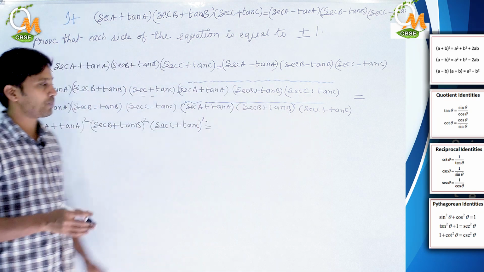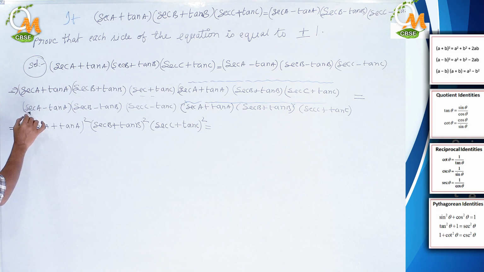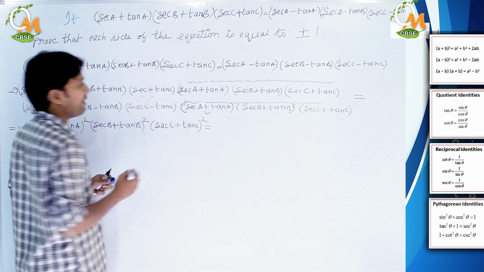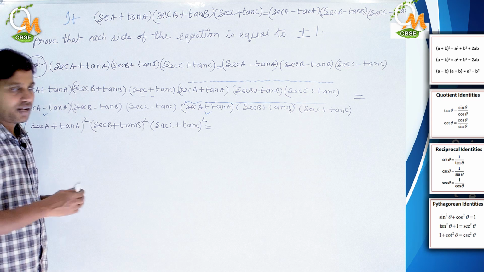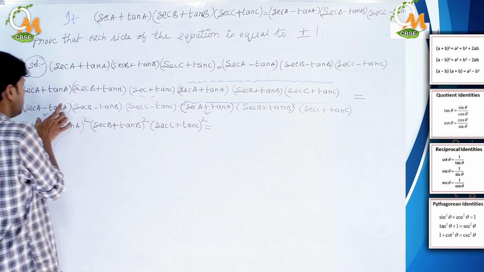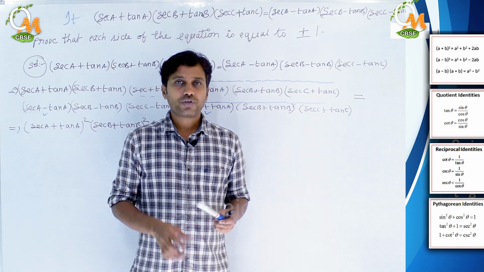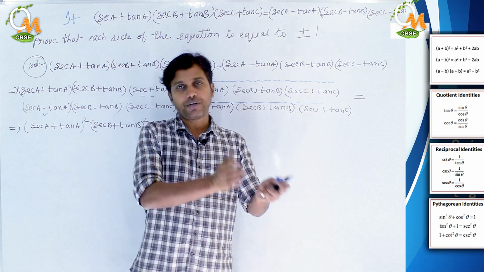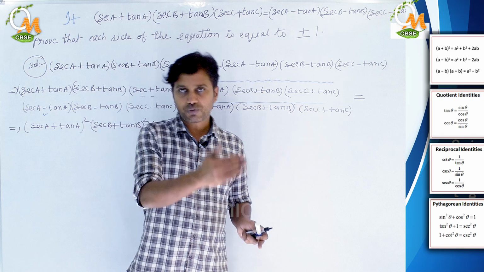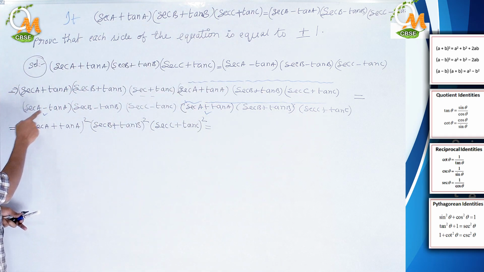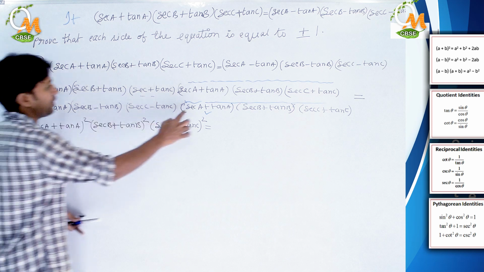Now coming to the RHS part. Secant A minus tan A is there. Let me show you here. Secant A minus tan A into secant A plus tan A, we can multiply, or not? For our convenience we are multiplying these two. This is in the form of A plus B into A minus B, which can be written as A square minus B square. Here A would be secant A, B would be tan A.